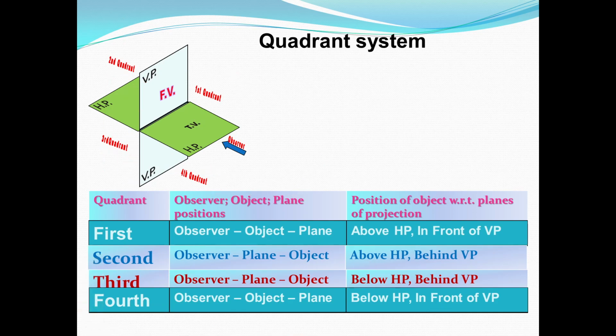And how are these quadrants going to open? This horizontal plane will rotate in the clockwise direction. So whatever top view we get in the first quadrant comes below the XY line. This is the XY line, and after rotation of the horizontal plane, we get the front view above the XY line and the top view below the XY line. So this is the object in the first quadrant.